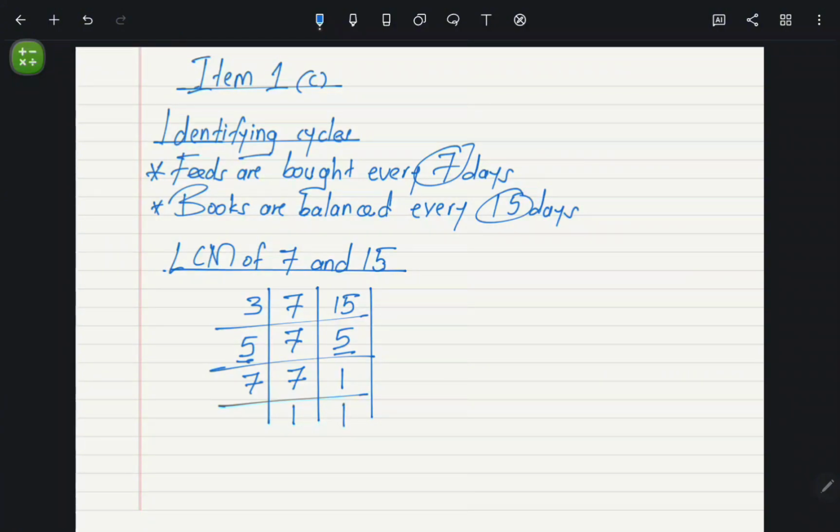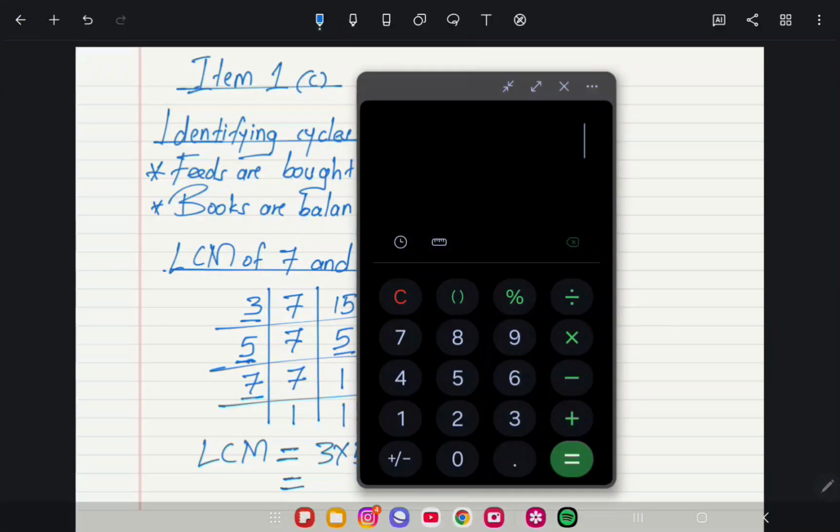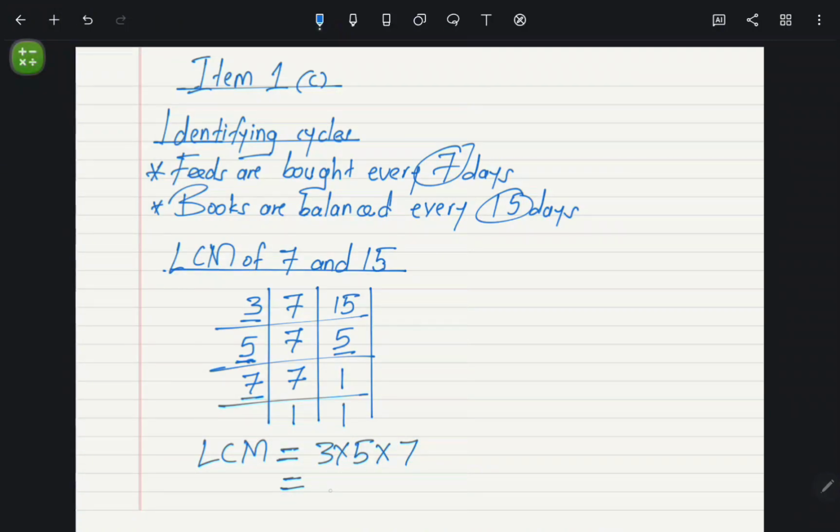So our LCM will be got by multiplying 3, 5, and 7. So our LCM here will be equals to 3 times 5 times 7. So what do we get when we multiply 3 times 5 times 7? Let us put it into our calculator here. So when we get 3 times 5 times 7, what we are getting is 105. So 105 is in days. So our LCM here is 105 days. What does that mean?